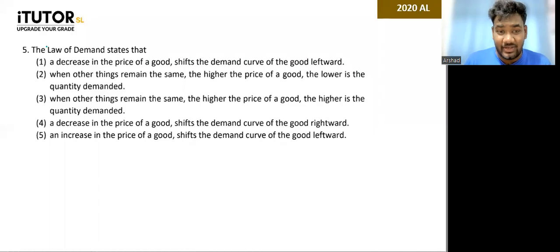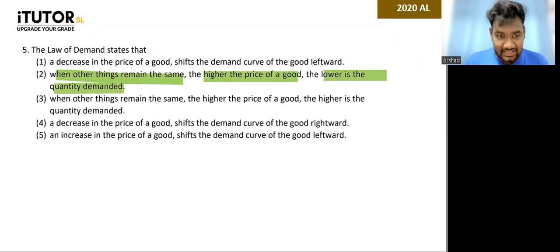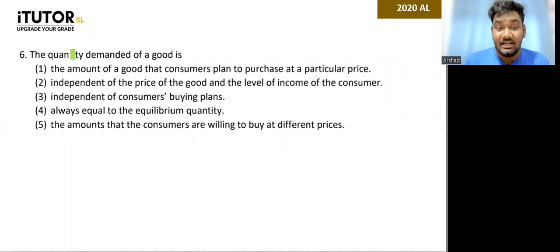Okay, so moving to the 2020 A-level paper, question 5. Give me answers quickly so we can go faster. Law of demand states that what? When other things remain the same, the higher the price of the good, the lower the quantity demanded. Law of demand. Easy. Moving to the next.